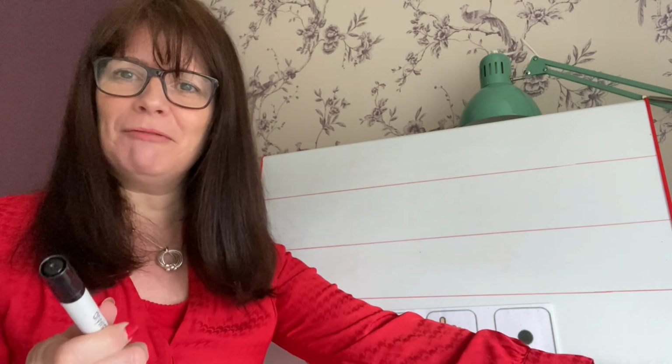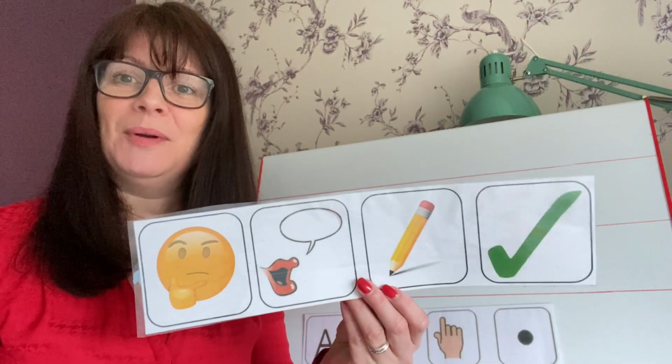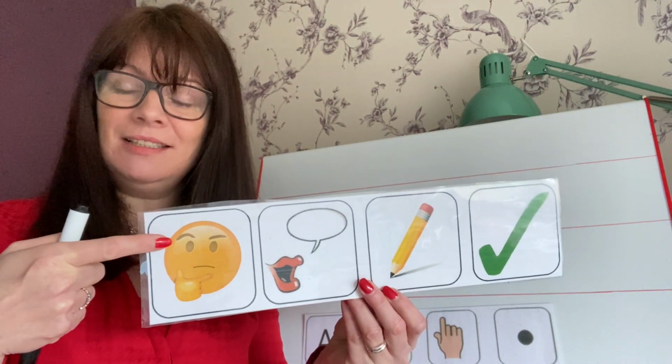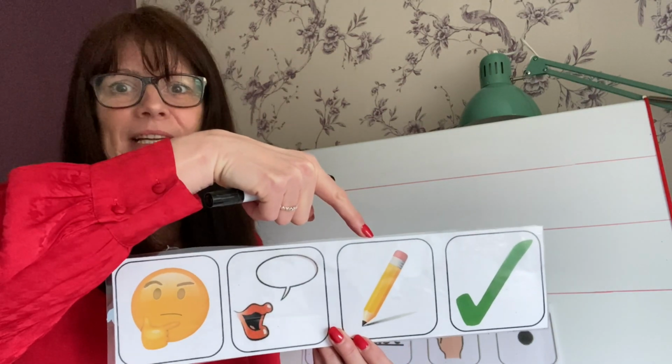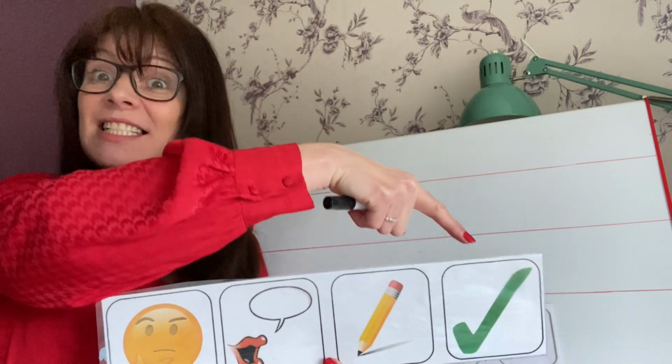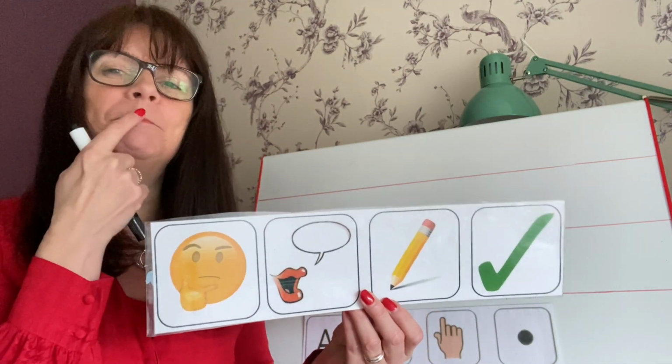Now, before I do any writing, I've got to do some stuff first, haven't I? I have to think of my sentence, say my sentence, then I can write it. And right at the end, I'll check it to see if I've got everything. Okay? So first I've got to think about it.